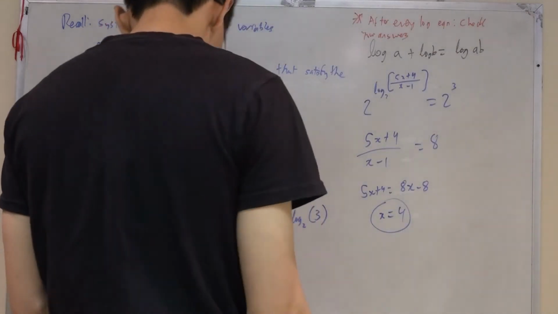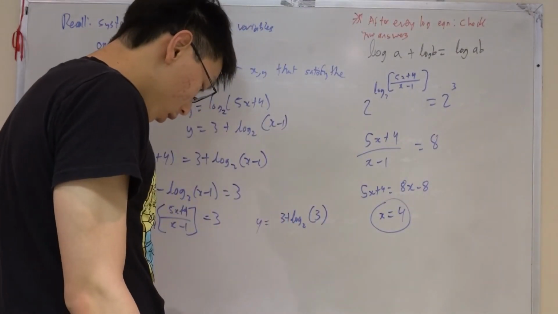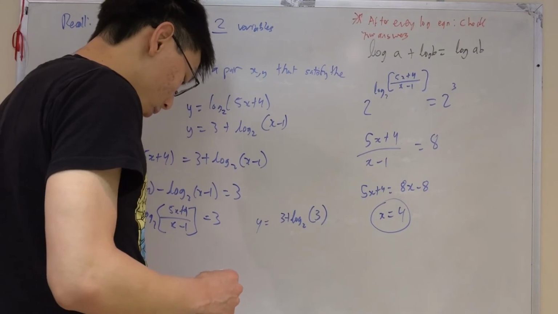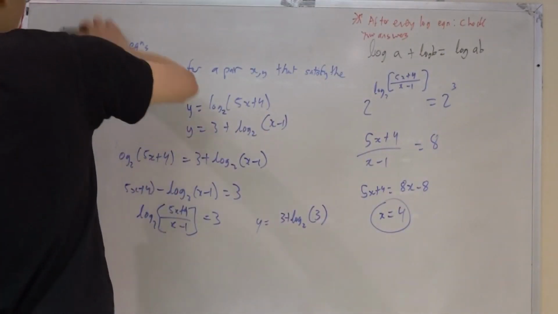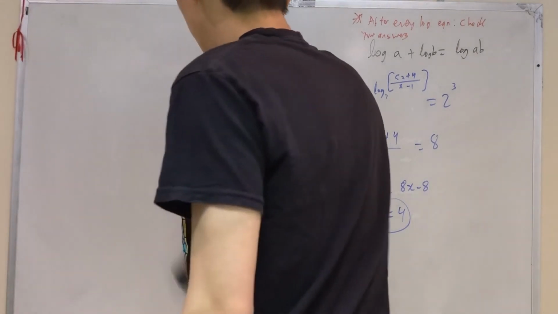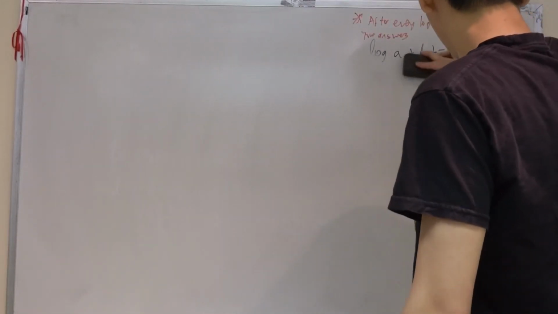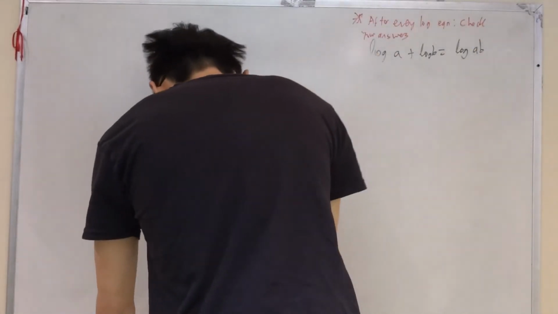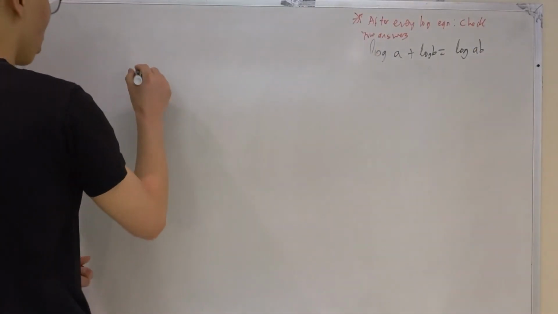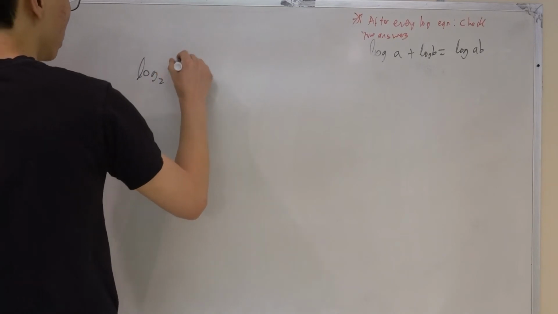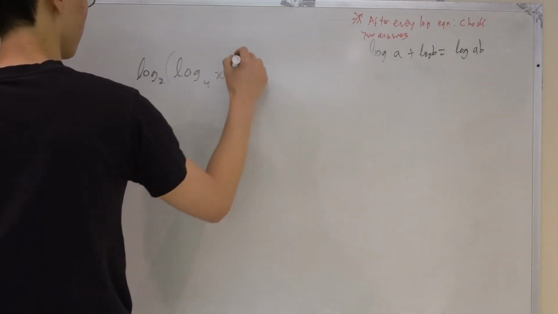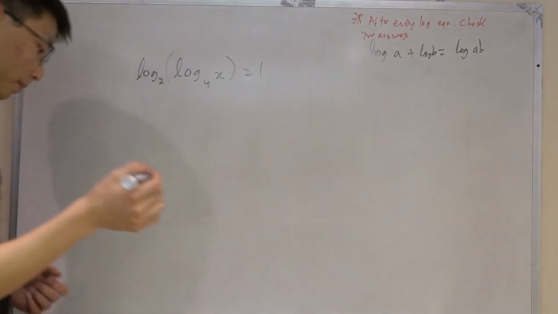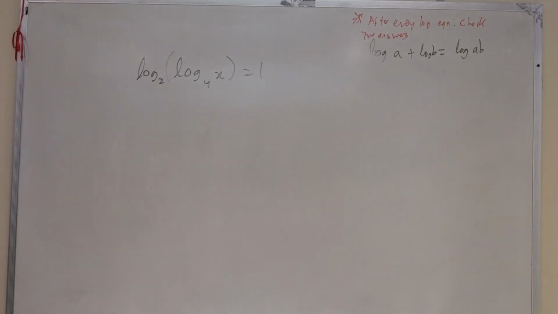Okay, so next we're going to try a sort of strange one. It's going to look weird, but I want you to really give it your best shot, because if you get through it, it's actually not that difficult. It's just conceptually, you need to be on your toes. So let's see: log base 2 of log base 4 of x equals 1. So go ahead and try that.